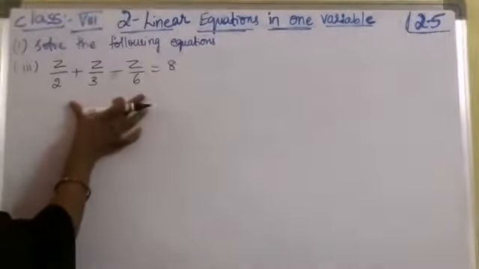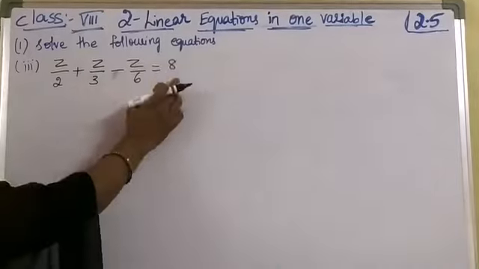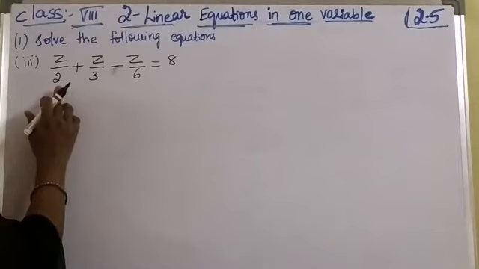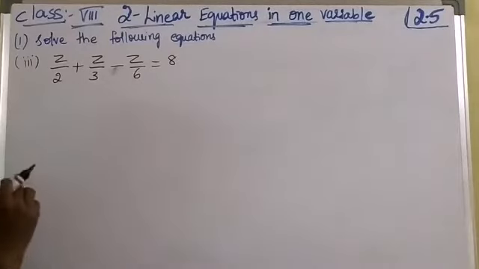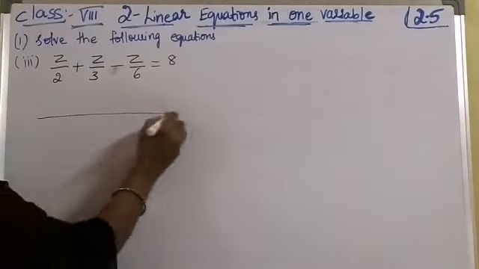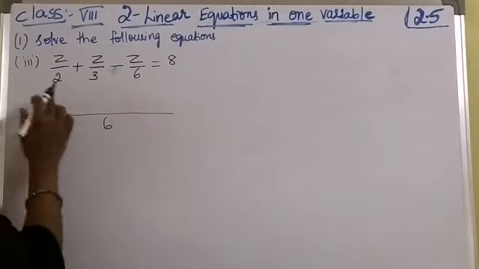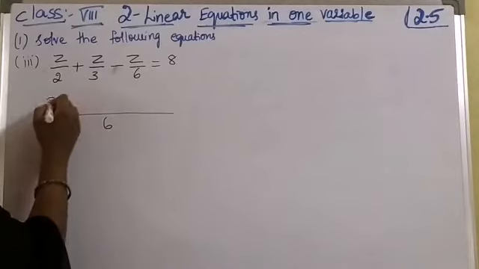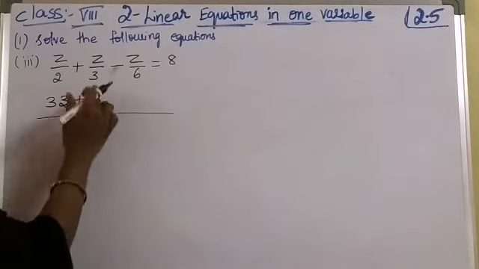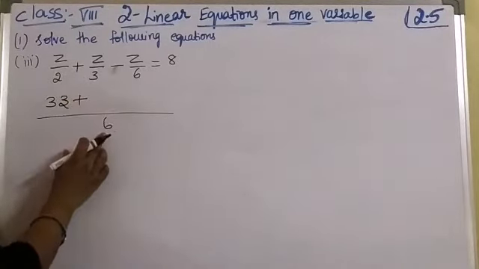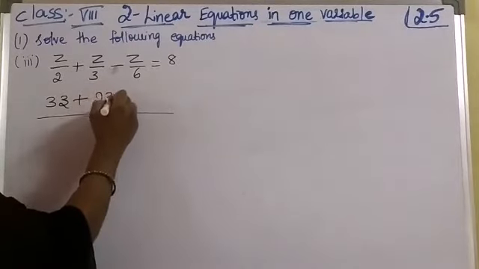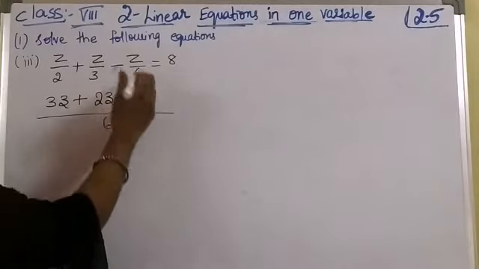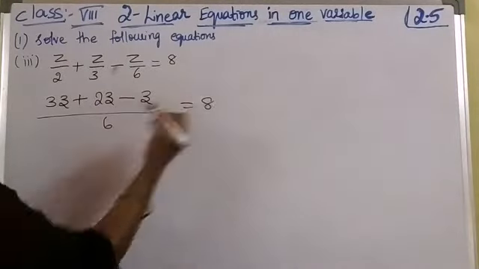If you see, the variables are in the LHS only and the constant is on the RHS. So here we should take the LCM of 2, 3 and 6. What is the LCM of 2, 3 and 6? You will get 6 as the LCM. 2 how many times will it go in 6? 3 times. So 3 into z, 3z, plus 3 how many times will it go in 6? 2 times. So 2 into z, 2z, minus 6 how many times will it go? 1 time. 1 into z, z equal to 8.